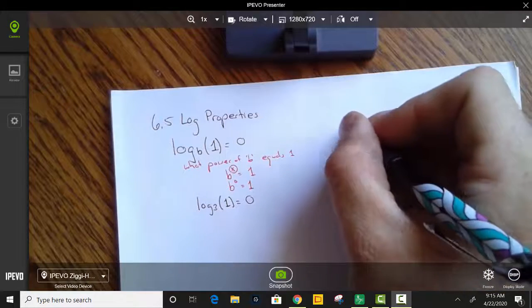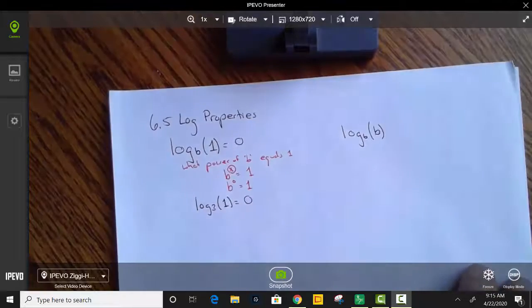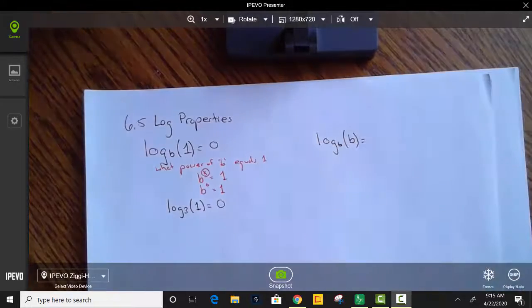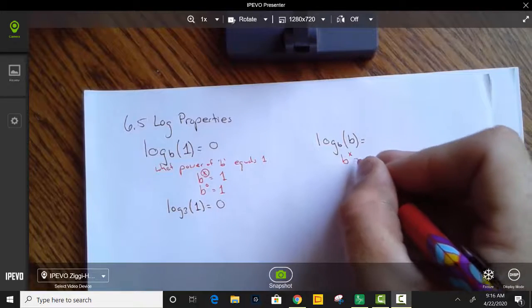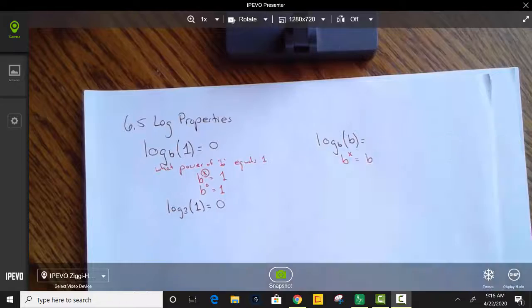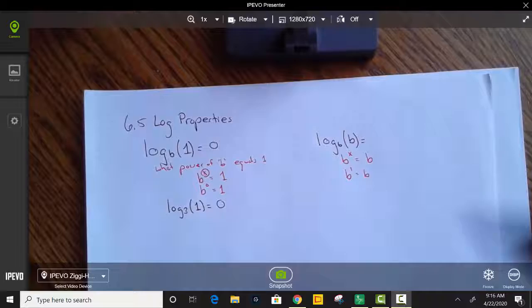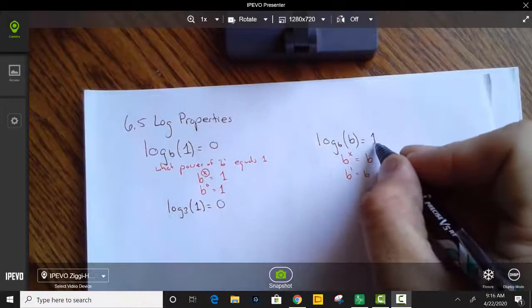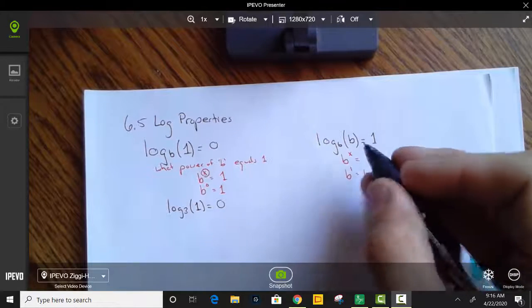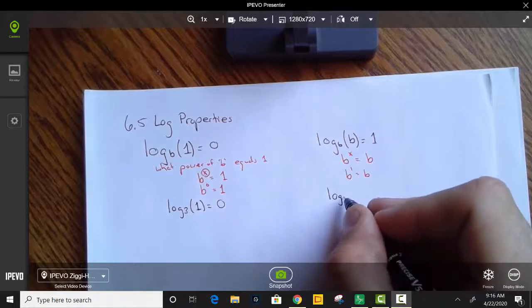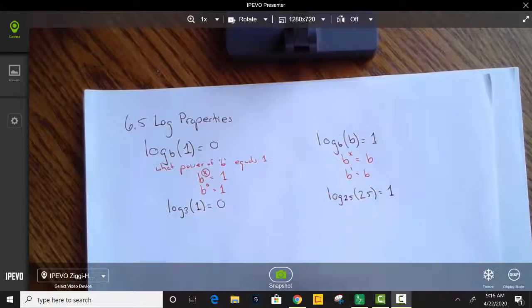Now, the next property, log base b of b. This is the same notation, same concept. This is saying what power of b will give me just b. And we know that b to the first power is b. So log base b of b equals 1. This property just says it doesn't matter what the base is, if what's inside the parentheses is the same. So if we have log base 25 of 25, that value will always equal 1.